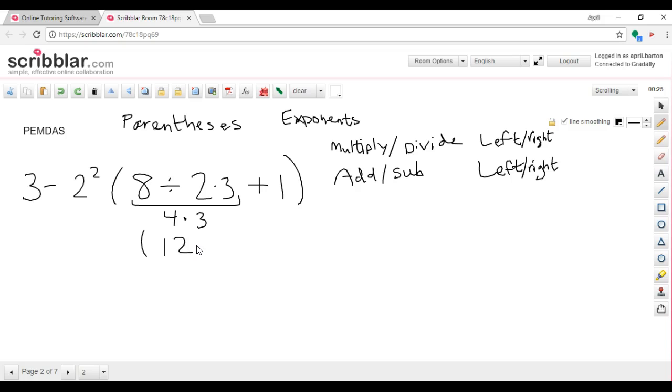Everything else we just funnel down. We haven't done anything with the 3. We haven't done anything with the 2. We keep everything else just as it is for now. So we're still on these parentheses. We've got to keep going till we get down to one number. And 12 plus 1 is 13.